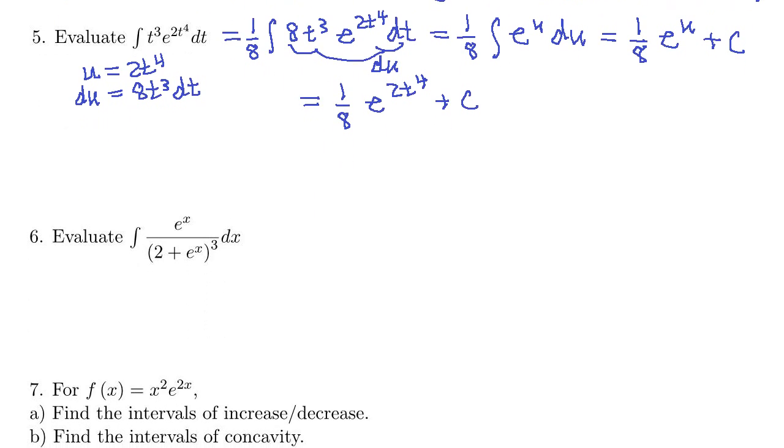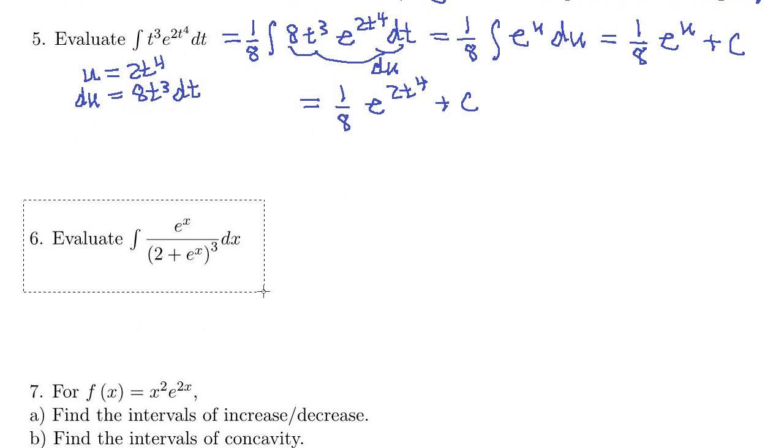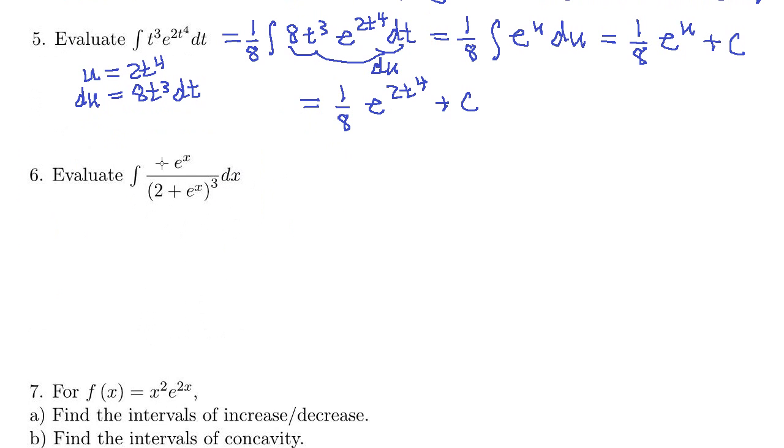So here we have another integration example. We're trying to integrate e to the x over 2 plus e to the x quantity cubed. So again, I see a function and its derivative. The derivative of 2 plus e to the x will just be e to the x. So let's use a u substitution again here. U equals 2 plus e to the x. So then my du will be derivative of 2 is 0. Derivative of e to the x is e to the x, and then times dx.